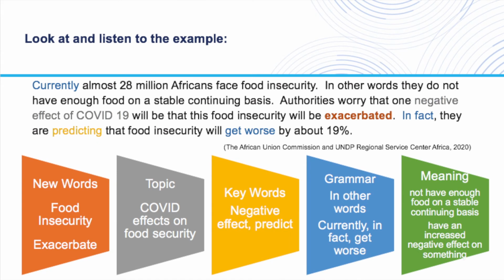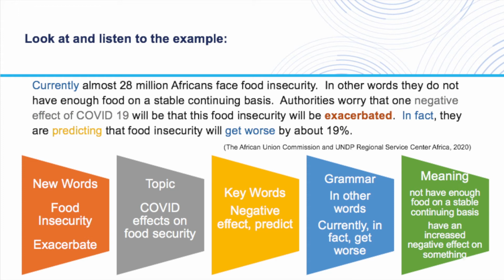Now you can also see the text that you heard. Look to see if you heard all of the clues. You will see that the phrase food insecurity is defined for you. The clue is the phrase in other words. This means that the same meaning follows. The definition of food insecurity is not to have enough food on a stable, continuing basis. The second word, exacerbate, means to have an increased negative effect on something.